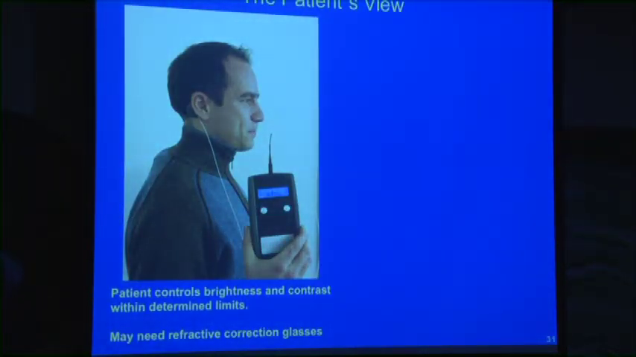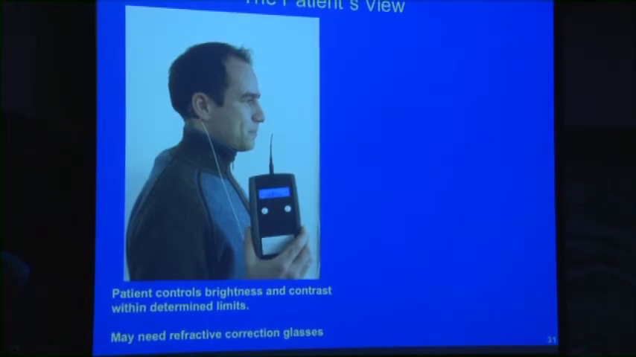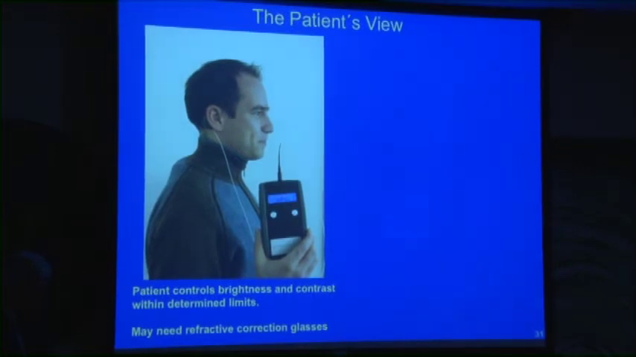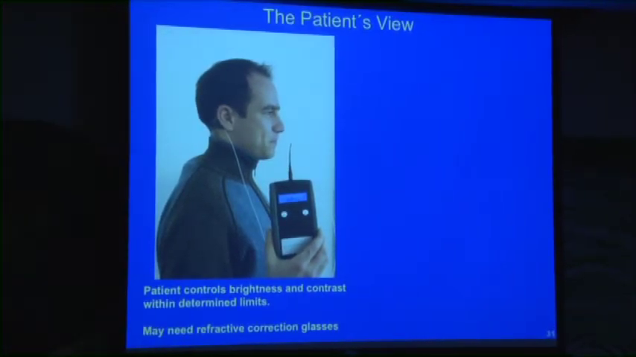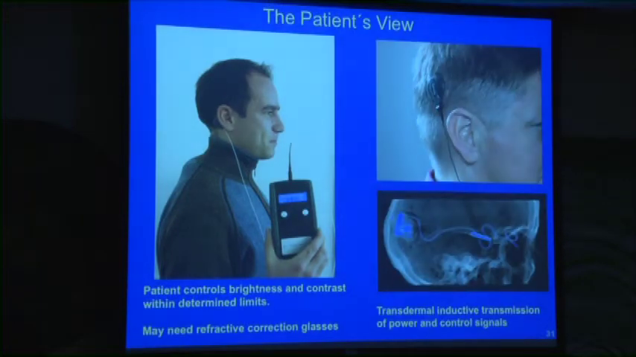The implant gets its power from a handheld device which is battery operated, and it's held against the skin by a magnet, and there's a transdermal connection which connects the power to the implant. You can see the cable that goes from the magnetic receptor under the skin across the temple and into the orbit where the implant is.